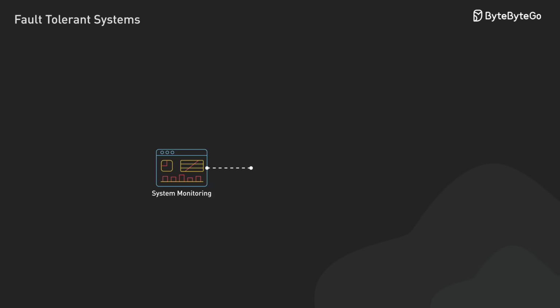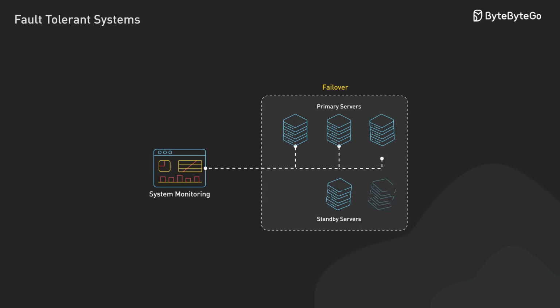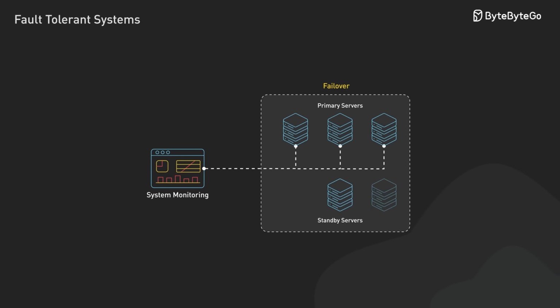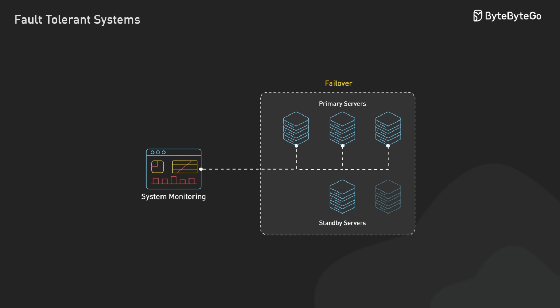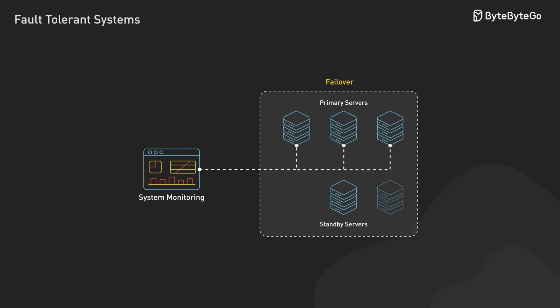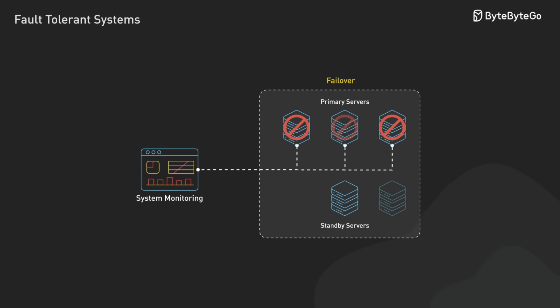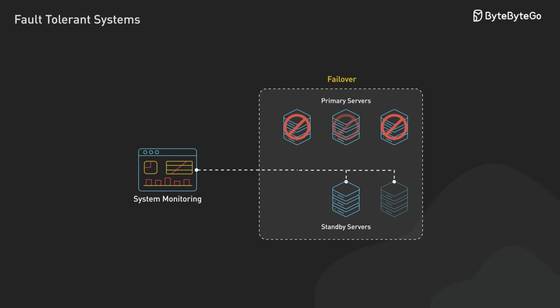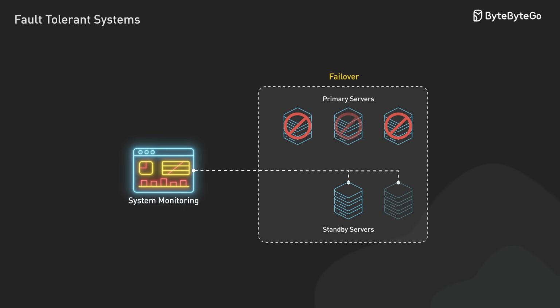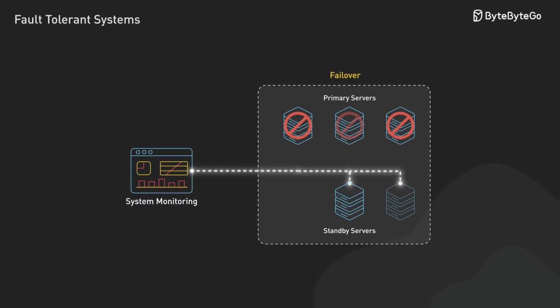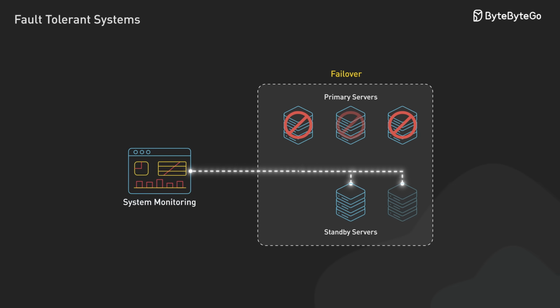Failover ties replication and redundancy together by switching to a standby system when the primary one fails. In a typical setup, system monitoring constantly watches the health of primary servers. If a failure is detected, the system can redirect traffic to standby servers. The key is having both the monitoring to detect failures and the mechanism to redirect traffic to the backup systems.